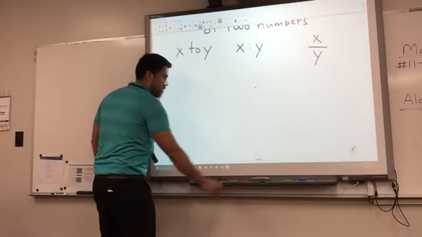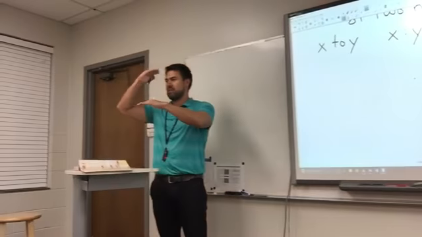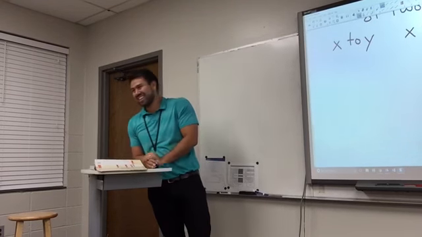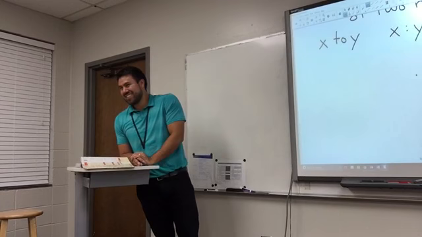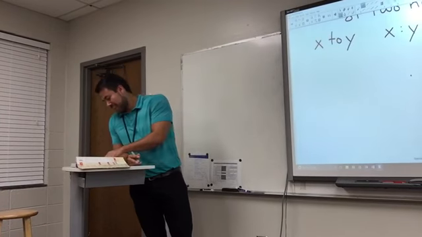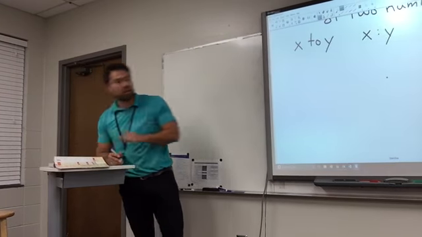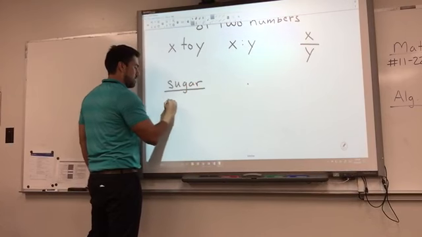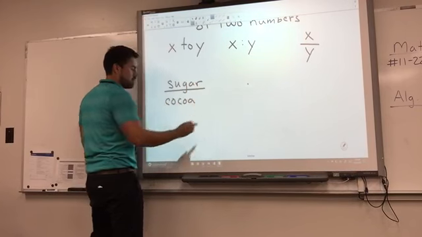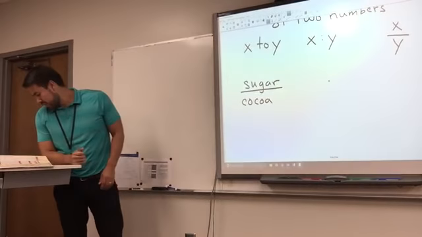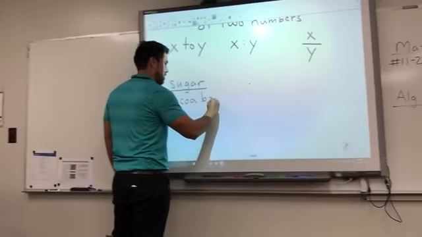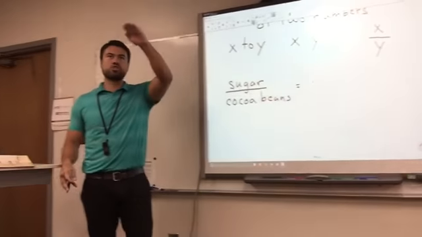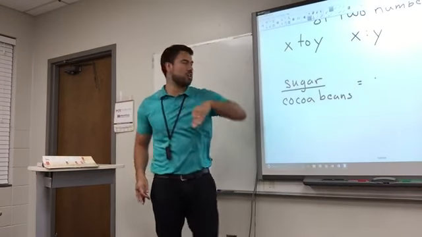All right, you guys are okay with this? We're talking about two parts. What are the two items we're talking about? If you were paying attention, or if you read it. Sugar. Okay, it's talking about sugar to cocoa beans. So go ahead and write this down. Sugar to cocoa beans. And I'm going to make sure I spell that correctly. Cocoa beans. All right, and what is that ratio from parts sugar to cocoa beans?